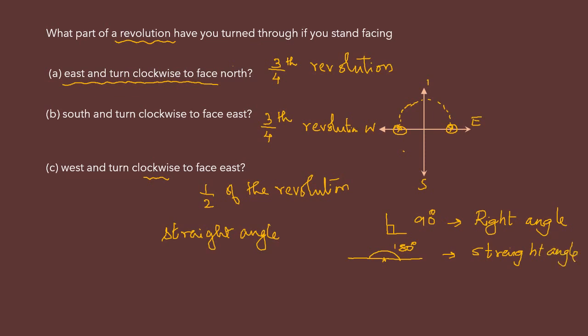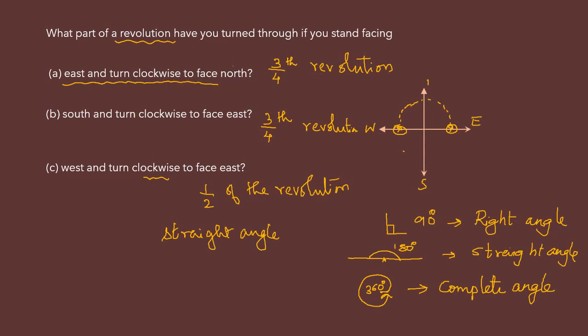Now, if it starts from this point, moves all the way around and reaches back there, then I told you the whole angle is 360 degrees. This angle we call a complete angle. It is completing one revolution, so we call it a complete angle.